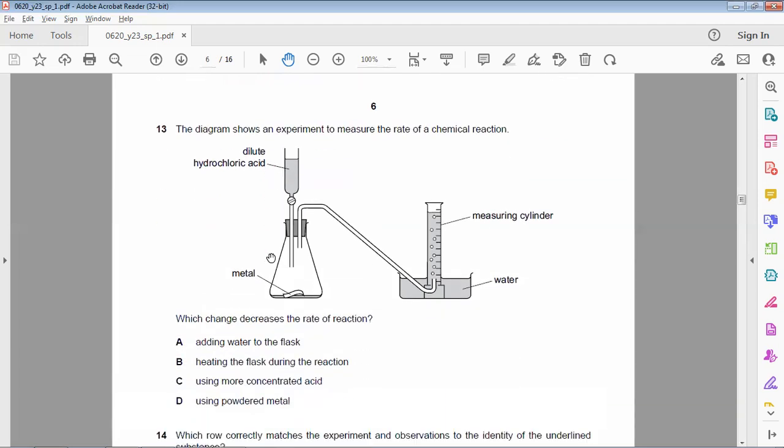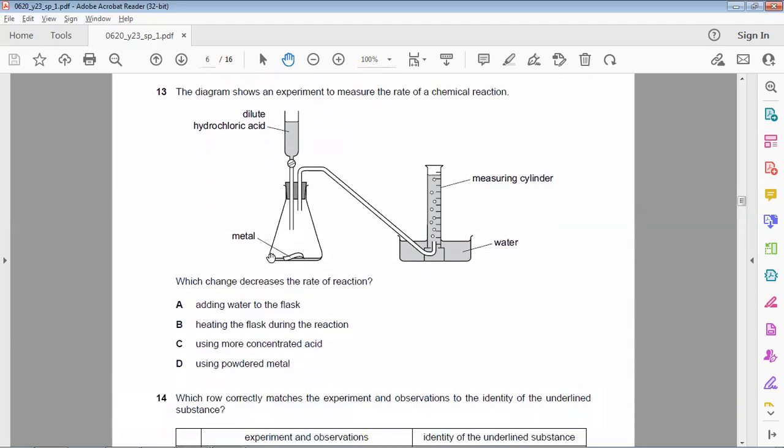Let's move on to question 13. Okay, the diagram shows an experiment to measure the rate of a chemical reaction. So what's happening here? The reaction is between metal and an acid, and we know that the gas produced will be hydrogen gas. So they are collecting the gas over time and noting down the rate in this way.